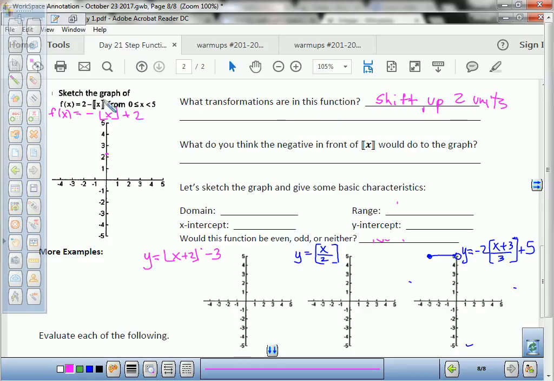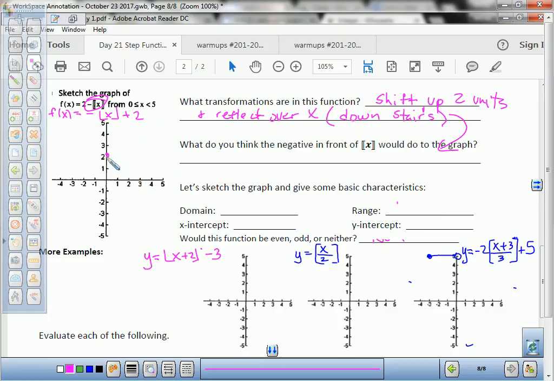Now, what do you think this negative in front of my x does? It makes it go down. Okay, so there's that reflection over the x, and that reflection over the x causes it to go downstairs. So this plus 2 is going to shift it up 2.